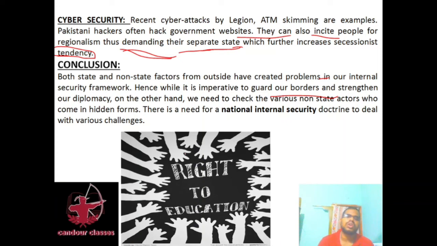The right to education is part of our fundamental right under Article 21. So with this, we'll end here, and thank you very much.